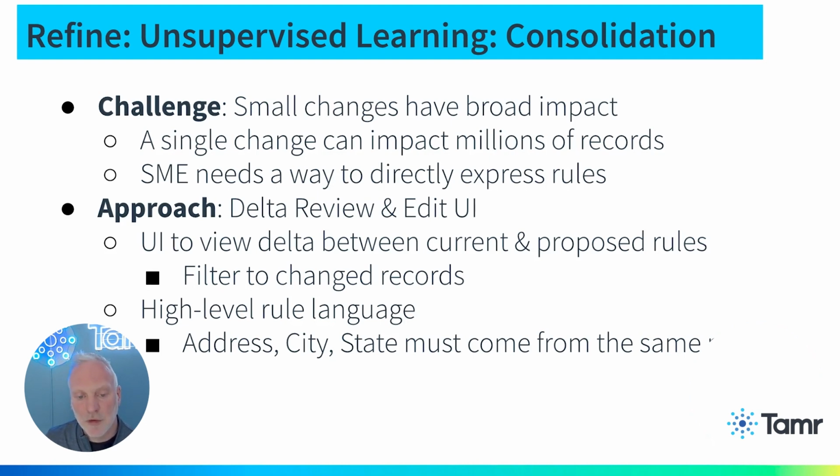The subject matter expert also needs a way to directly express rules. Some of these rules have subtle constraints in them. So we give our subject matter experts a way to view deltas, to view the changes that are going to be affected by changing rules, and a way to edit values in a user interface. So they have a user interface to view the delta between current and proposed rules, and they have a high-level rule language where they can readily express things like, I need address, city, and state to come from the same record.